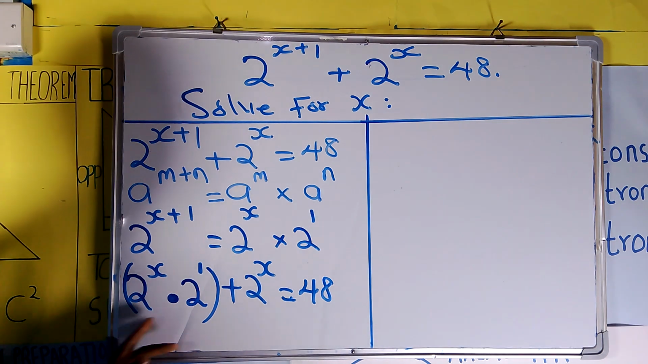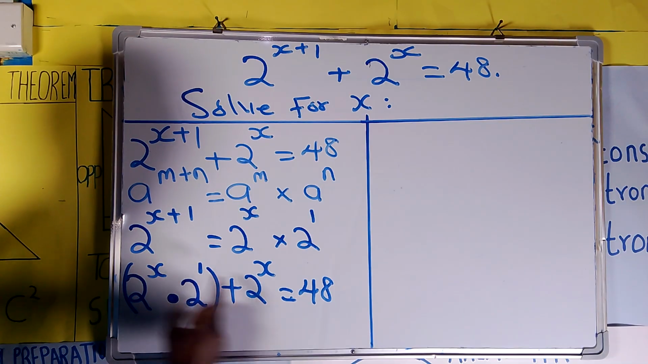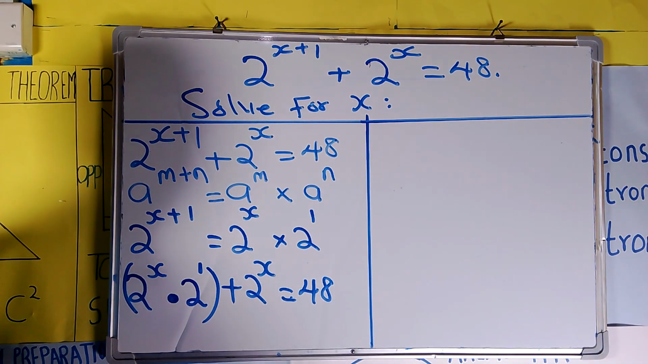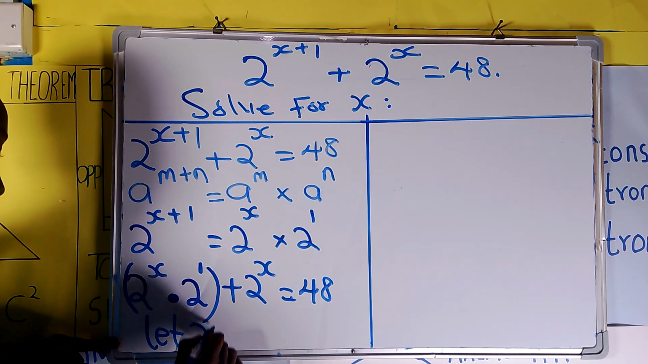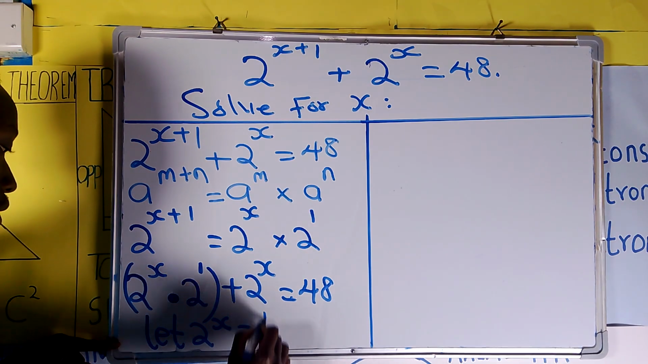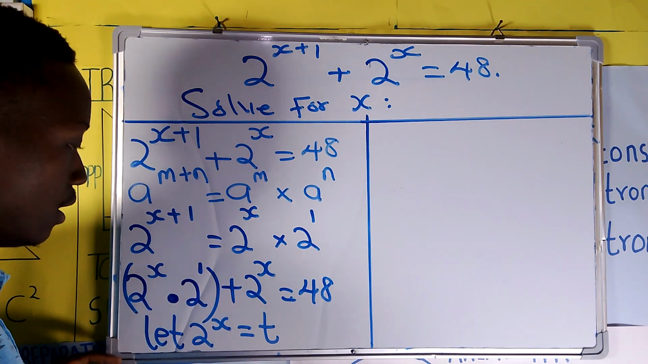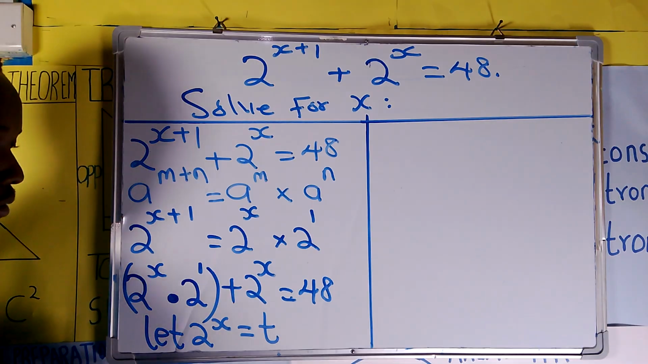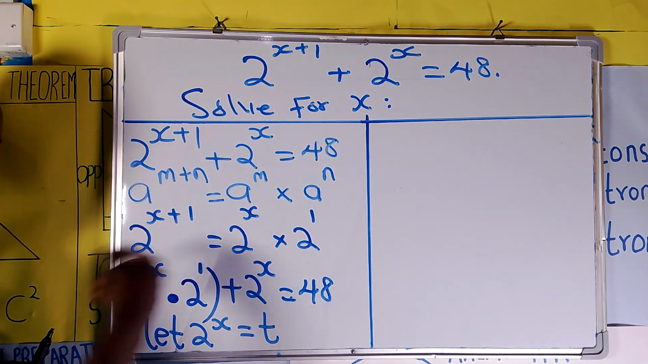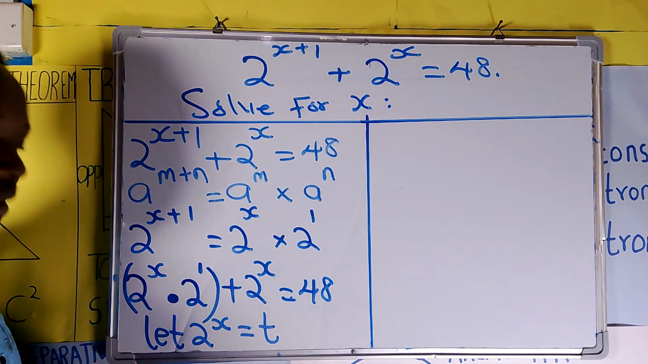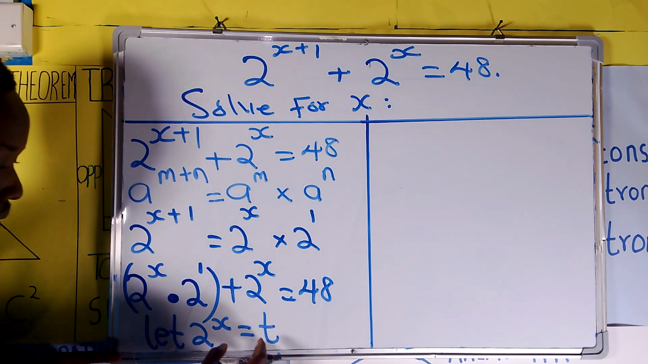So when we have this, what we have in common here, we have 2 to power x here and 2 to power x here. So we will now compute this one and say let 2 to power x be equal to t. Why are we computing? We are computing because this one is not to base 2. So we have to create a problem so that we can solve a problem. And whatever we have computed is let 2 to power x be equal to t.